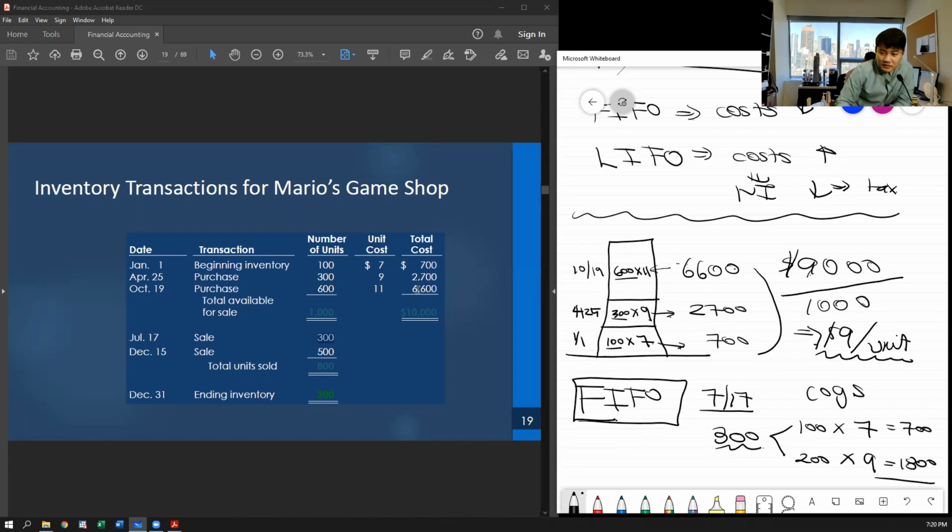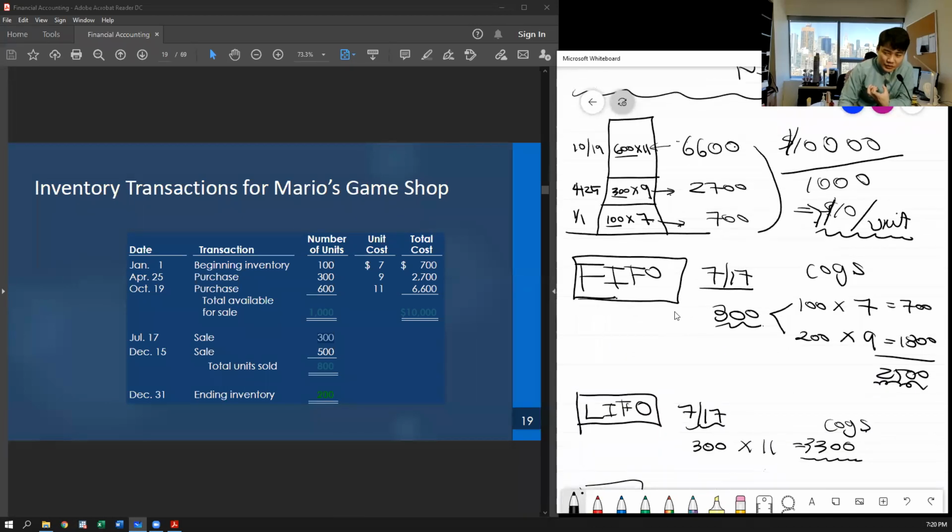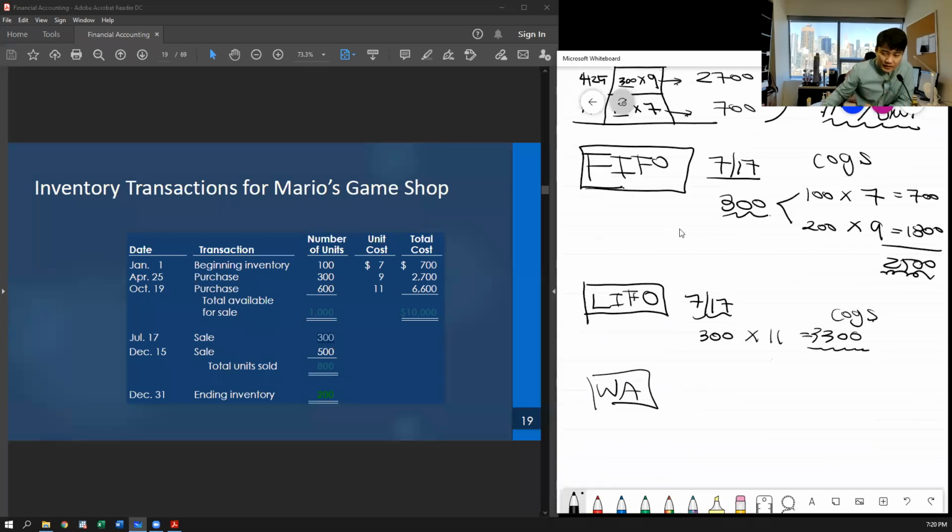6,600 plus 2,700 plus 700 should be, I think. Oh yeah, that's right. Sorry. So that's 10,000. Let me just change to $10. Okay. So given this $10 per unit, you can easily calculate $10 per unit times you sold 300 units. So that's total $3,000 of cost of goods sold.